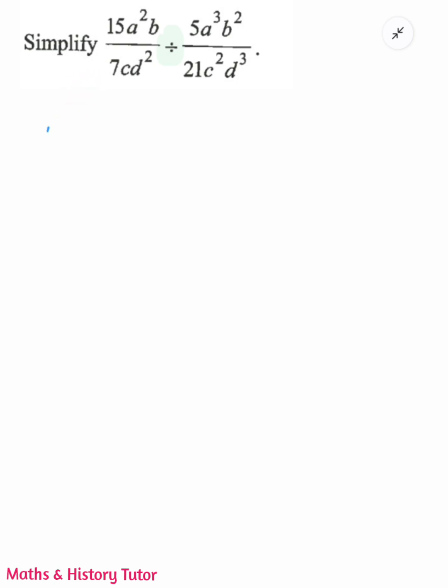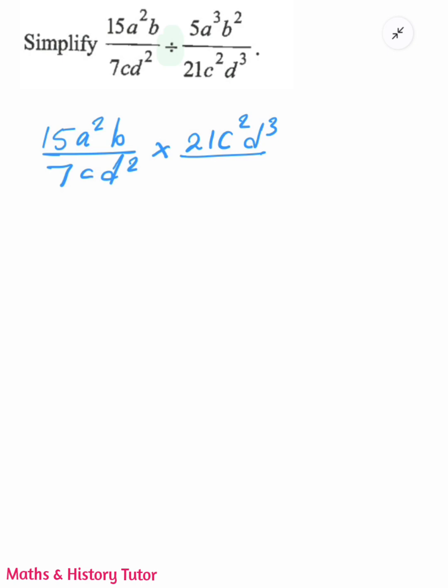So you have 15a squared b over 7cd squared. Instead of writing division, I'll write multiplication. Then, as soon as I do that, what is down goes up. So here I will have 21c squared d to the power 3.